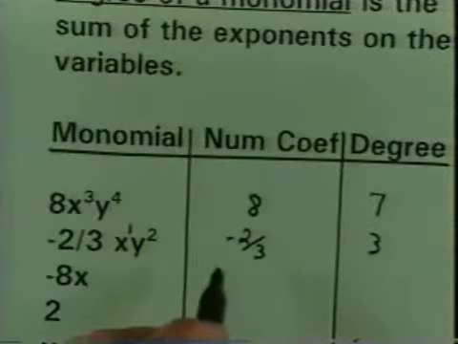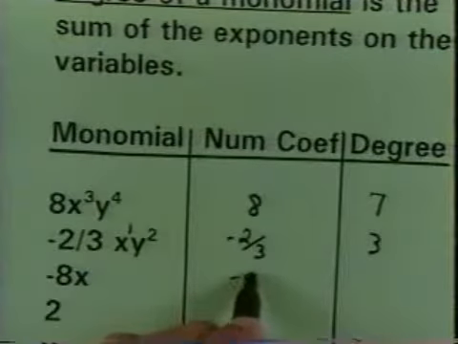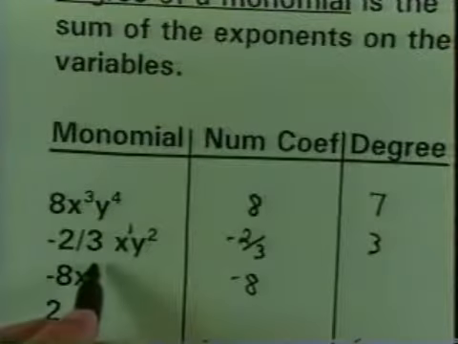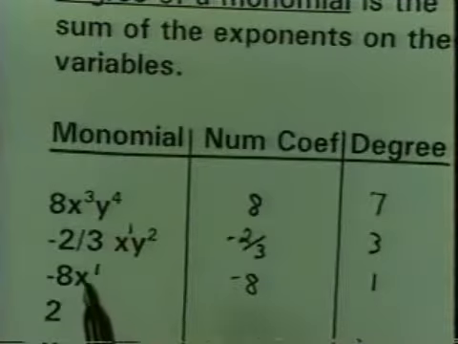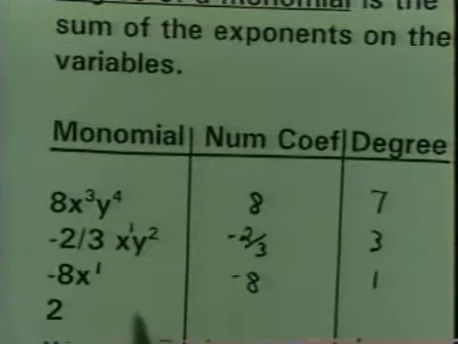For negative 8x, the numerical coefficient is negative 8. The exponent is understood to be 1, so the degree would just be 1. It's the only exponent I have, so it's just the exponent itself. Now, when we have two exponents, we add them, but in this case it's just one variable, therefore one exponent, so the degree is 1.